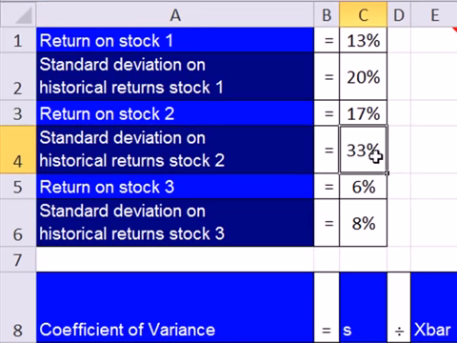Ooh, already. You can see the stock return is higher on average, right? But the standard deviation is a lot higher. That means the dispersion, the spread in the data, is going to be a lot bigger. And then here's stock 3. We have a 6% mean return, and here we have a standard deviation of 8%. So how do you decide between these?